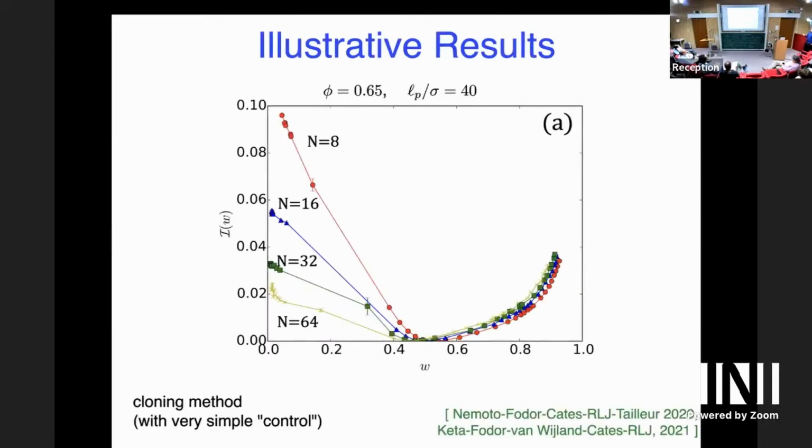So this is an illustrative result for this normalized rate function. We use the Killing method with a very simple control, and you can see 2 things. So this is the mean here. So the rate function is 0 on the mean as it has to be. But you can see on this side, there's basically no dependence on system size or weak dependence on system size. On this side, there's a very strong dependence on system size. This n is the number of particles.